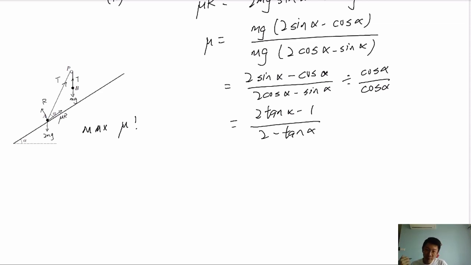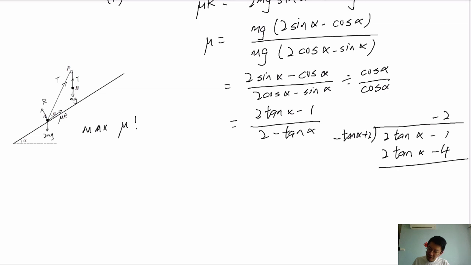So what we can do is simplify a little bit into something which has fewer terms containing the tangent alpha. We can try some long division: we divide 2 tangent alpha minus 1 by negative tangent alpha plus 2. So we can use negative 2, then we have negative 4 here and we have a 3. Rewriting this into fractions is very helpful. Now we only have to worry about one single tangent alpha term.